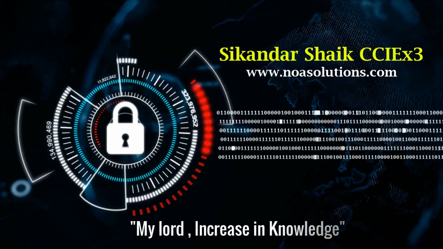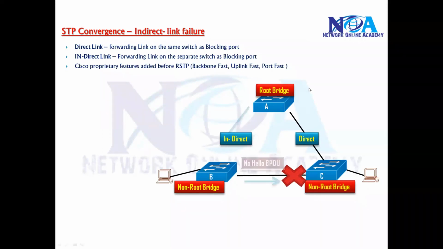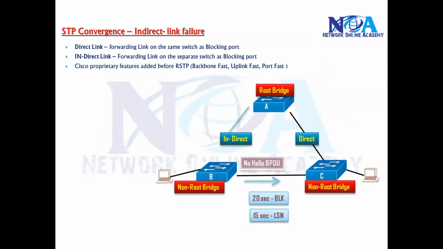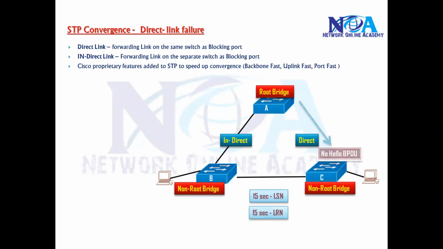رب زدني علما. So in the case of direct links, the convergence process is going to be 30 seconds. Like in the case of indirect link, it is 50 seconds. And whenever the direct link fails, then the convergence process will be 30 seconds. So it will go to listening and the learning states. And the default process will be 30 seconds.